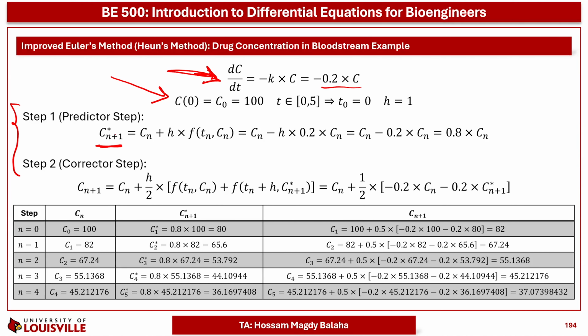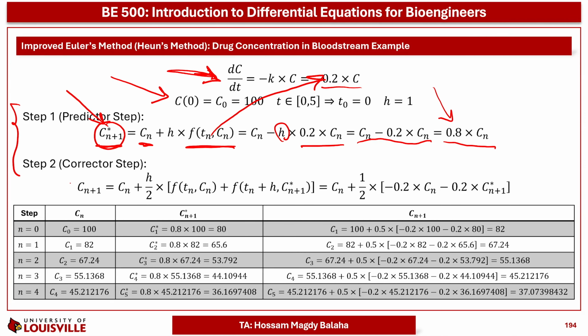The next step star equals the current step plus h multiplied by f of tn and cn. Substitute. This will be that value. Here h will be 1, so it will result in cn minus 0.2 multiplied by cn. That will result in 0.8 multiplied by cn. And this should be similar to the basic Euler method. But instead of using the next step as a final value, we are adding a star here so that we can correct it later.